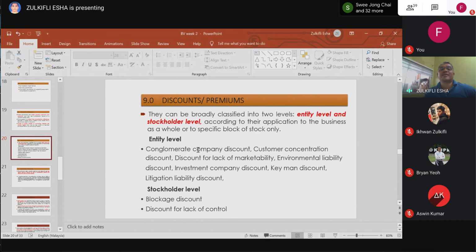Sometimes, maybe some of you would ask, kan, what is conglomerate company discount? What is customer concentration discount? How does this sort of situation happen in the market for certain types of business? So we need to know, we need to study.